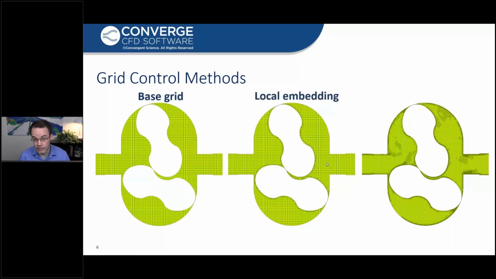The second is local embedding, or embedding of higher resolution cells in a predefined area, volume, or alongside a certain boundary. Like, for example, in this image, you can see the lobes of the roots blower have an additional layer of cells around all of those lobe boundaries.